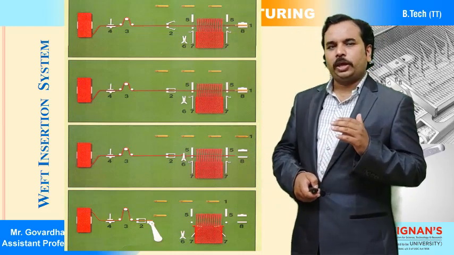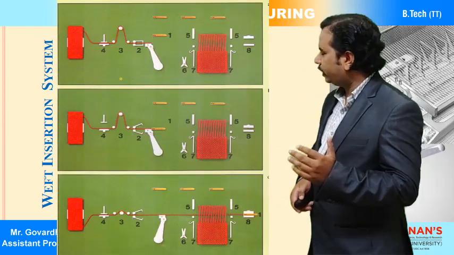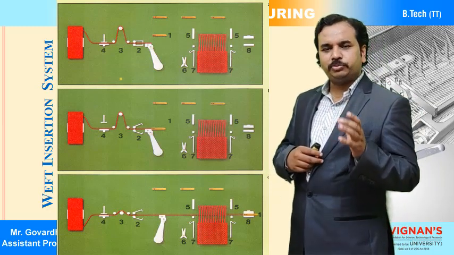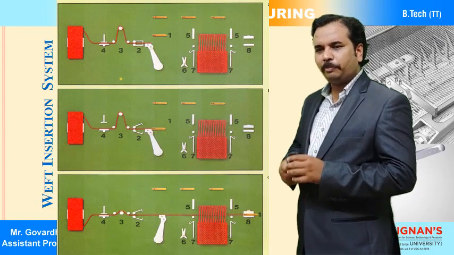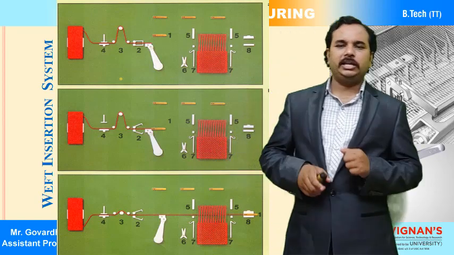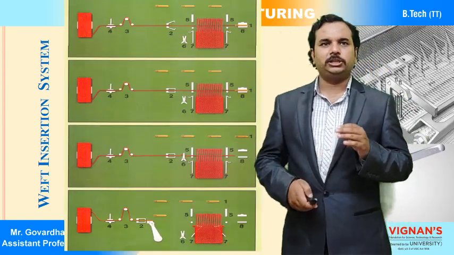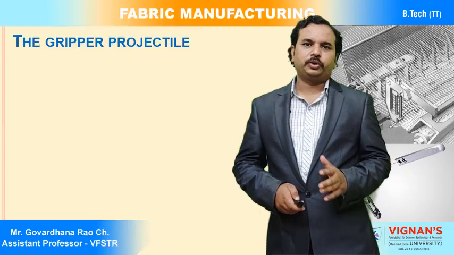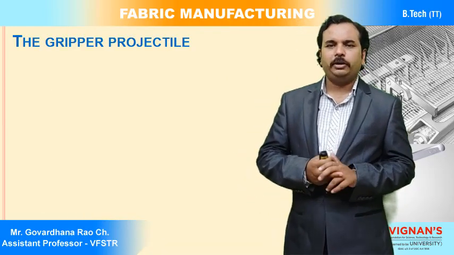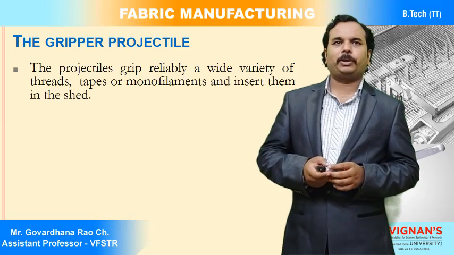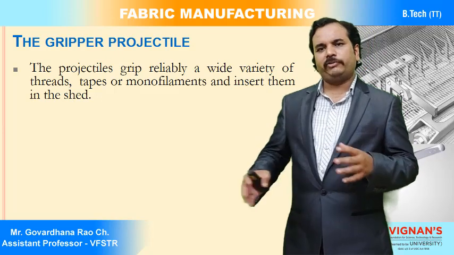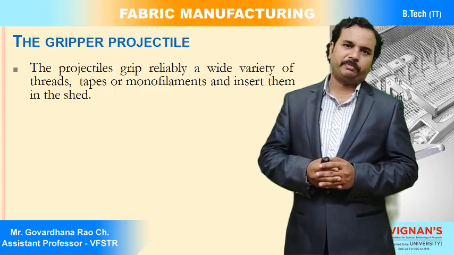So again, you can observe that there are 7 different phases. What are the different types of elements in the picking phase, and how these elements are activated and deactivated, we have discussed in this particular topic. Okay, so this is how the picking phase is done. Now what exactly the gripper projectile is, we will see its individual parts, what the different parts are and what the functions of the different parts are.